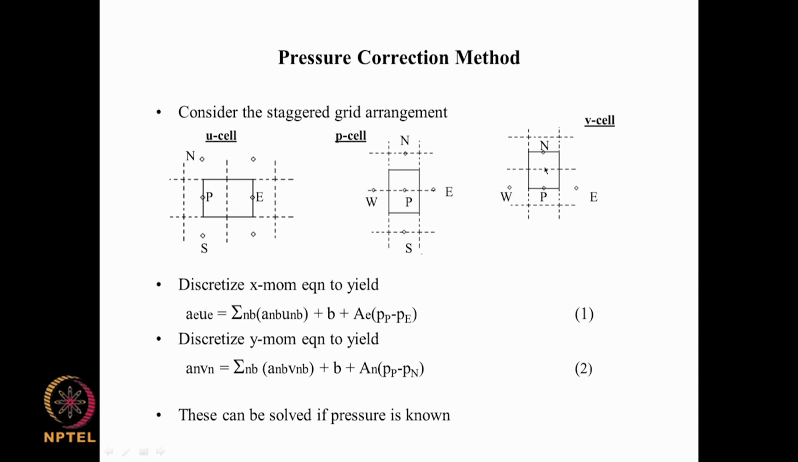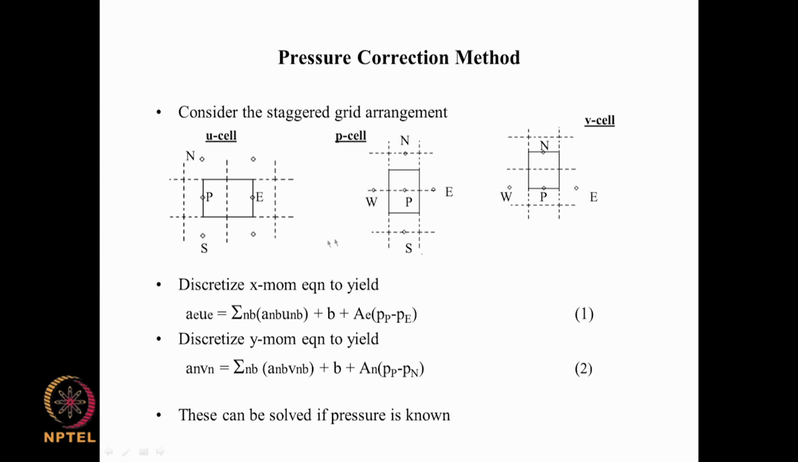This is expressed in terms of the neighboring velocity components, that is the velocity V at this point, this point, this point and this point, plus the pressure gradient in the y direction at this point, which is given as (PN minus capital P) divided by Δy, and divided by Δy is computed in this.